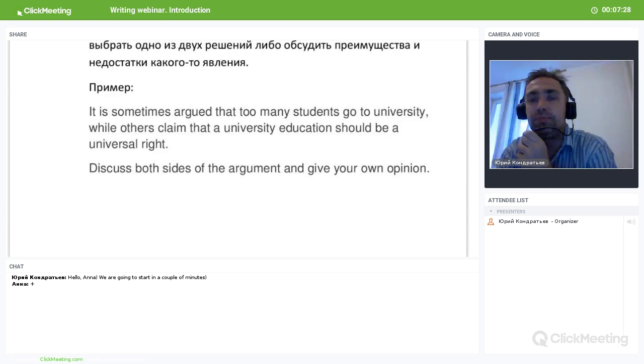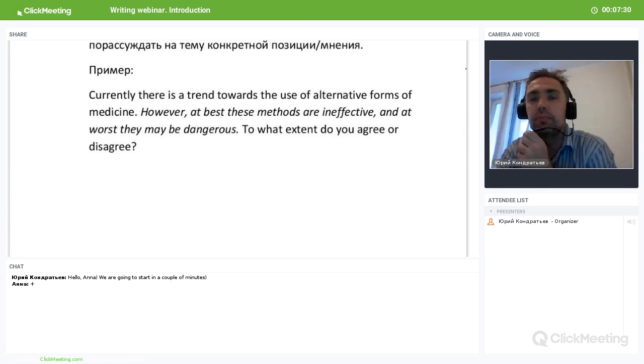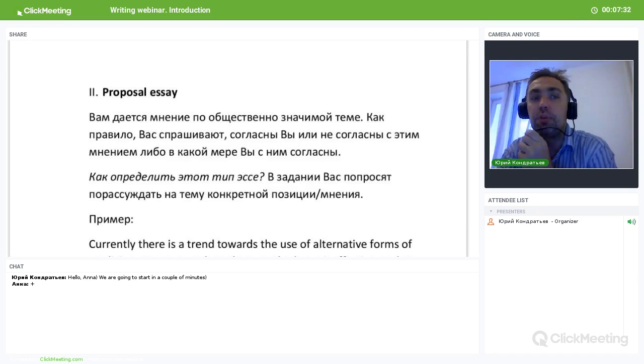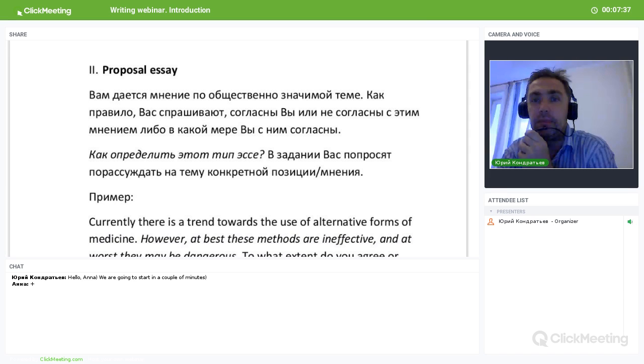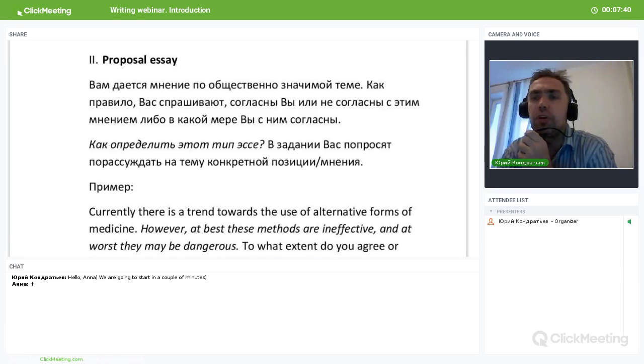The next type is a proposal essay. A topic of social importance. As a rule, you're asked whether you agree or disagree, or to what extent you agree or disagree with this. So how do you identify this type of essay? It's easy. In the task, you're asked to discuss the particular position or the particular opinion.